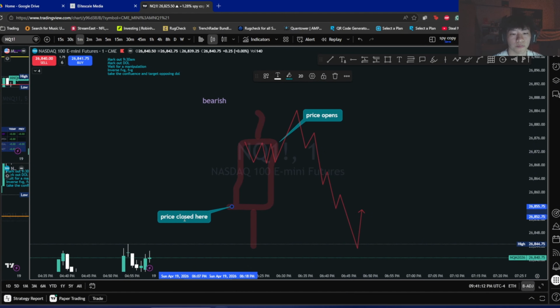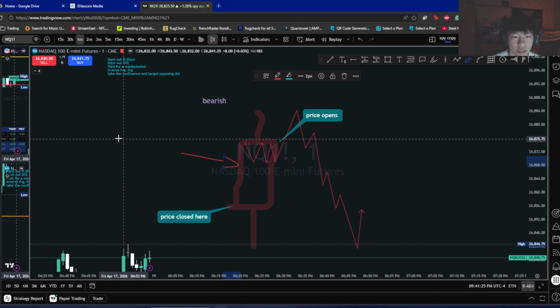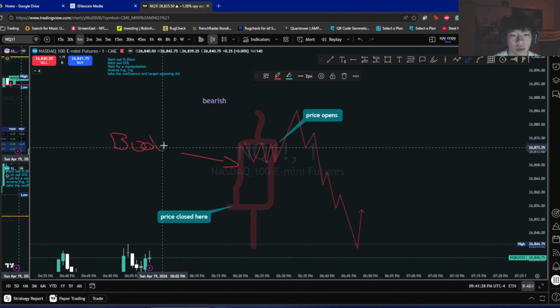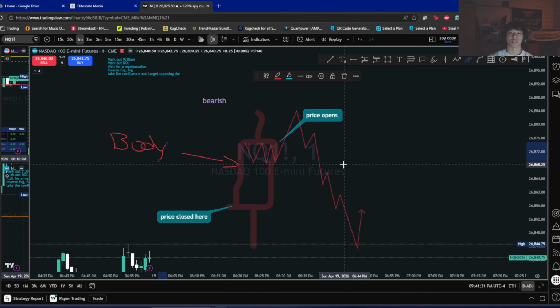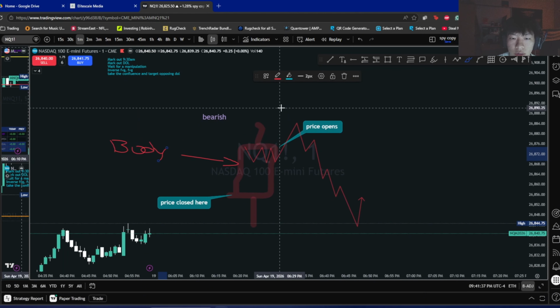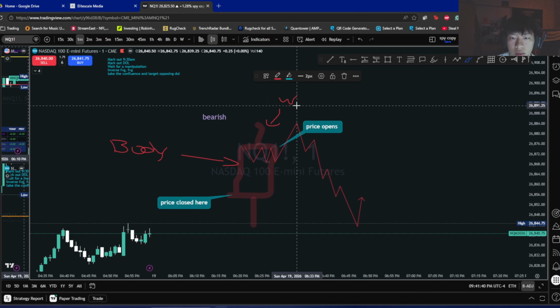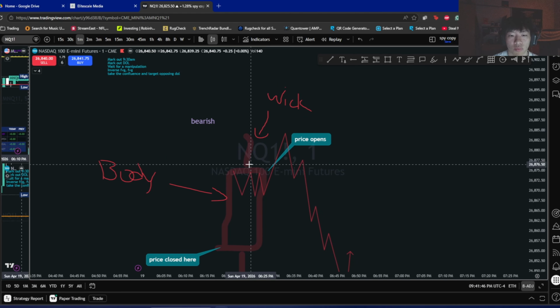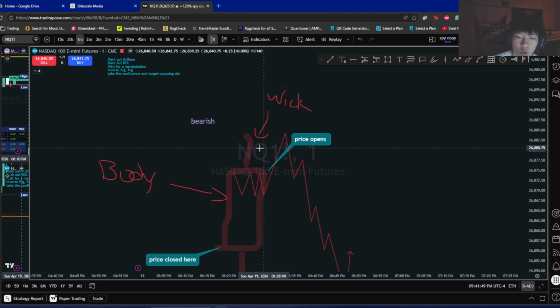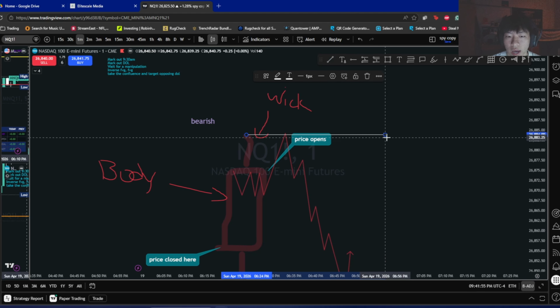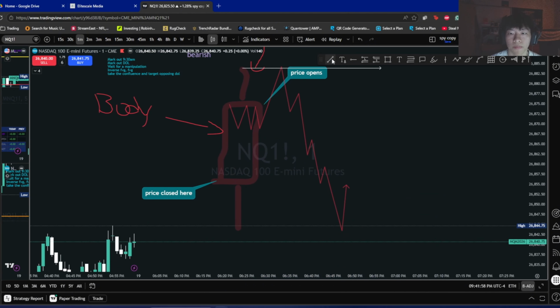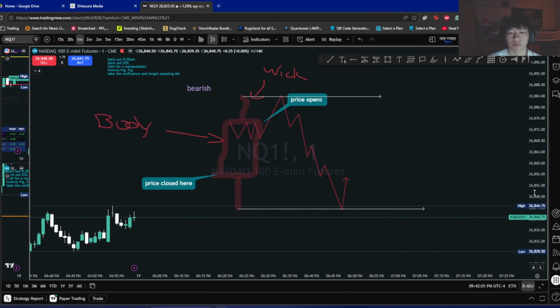Price closed here. Now, this is what we call a body. This is the body of a candle. The body of a candle is between price open and price close. This right here is called a wick. You'll see it as kind of a line. A wick basically just shows that price came out from the open or out from the close, and that's pretty much where price is. The top of the wick is called the high of a candle. This is the high of a candle, and this is the low of a candle.